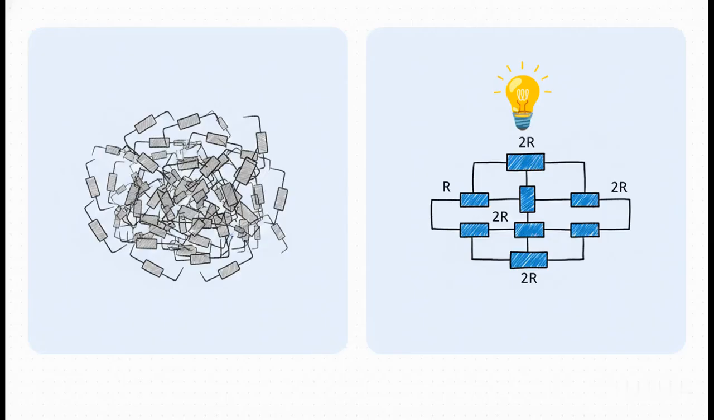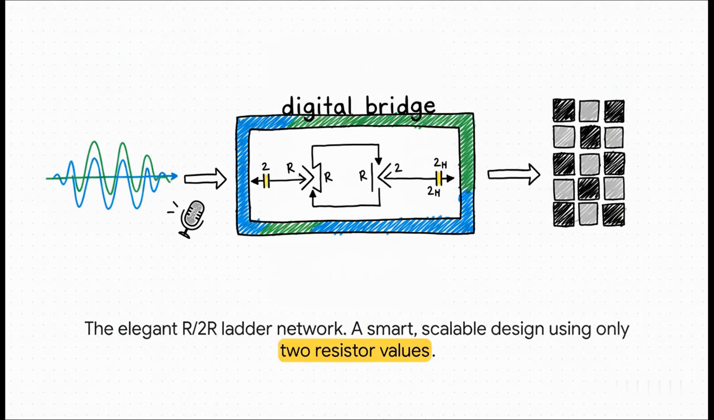And the solution is called the R/2R DAC. Now look at this. Instead of needing a whole bunch of different resistors, this design cleverly uses only two values, R and 2R. This makes it so much easier to manufacture accurately, especially when you're making high-resolution converters. It's a simple, elegant, and really powerful solution. This circuit is just a beautiful example of smart engineering.